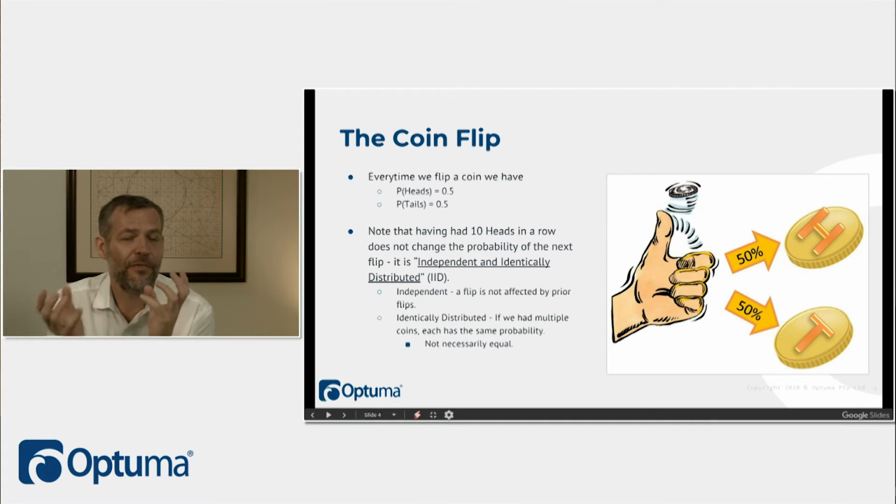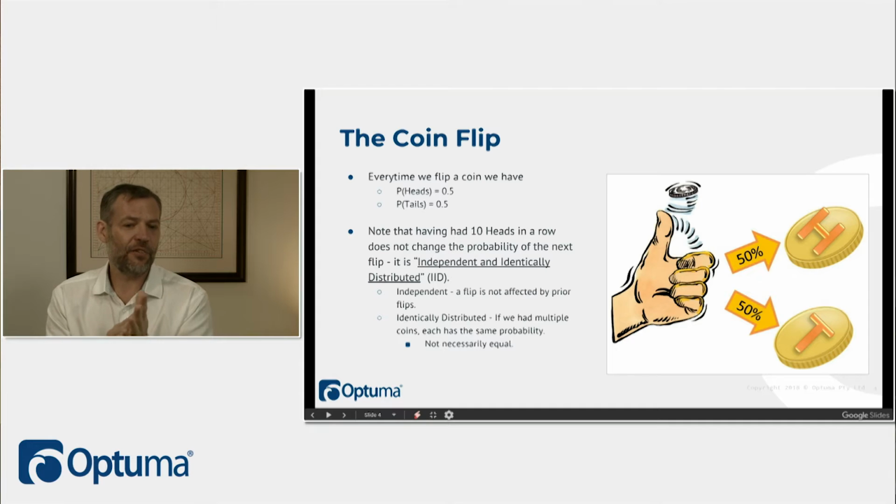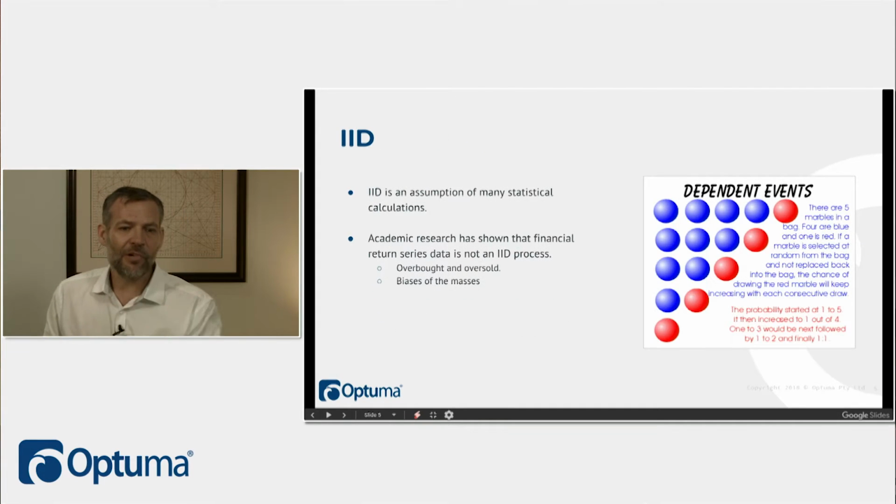They both have the 50-50 chance of yielding heads. And it doesn't have to be balanced. You know, it could be a 70% chance. Maybe they are weighted, but the two coins are identically weighted then. So independent and identically distributed is telling us that. All right, so remember that IID, for shorthand, is an assumption of many statistical calculations.